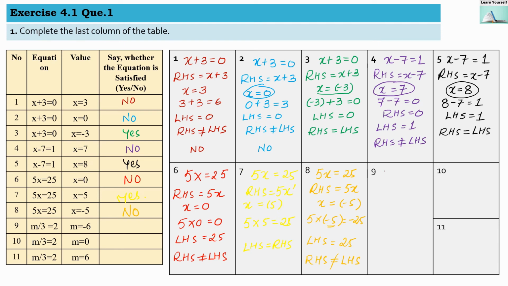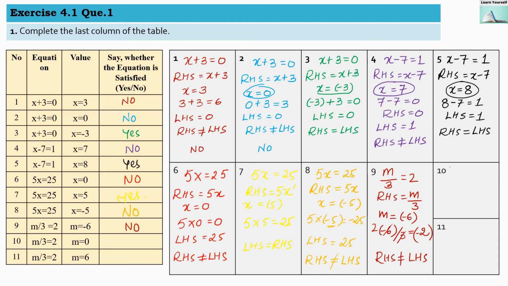Now ninth equation, that m divided by 3 equals to 2. So our RHS here is going to be m divided by 3 and m equals to, we are going to take minus 6. So when we are taking m equals to minus 6, it is going to be minus 6 divided by 3. So we will get here 2 when we divide this. 3 2s are 6, but this 6 is minus, so our 2 will be minus 2. But our LHS is plus 2. So RHS is not equal to LHS. So this equation doesn't hold true when we are taking m equals to minus 6.